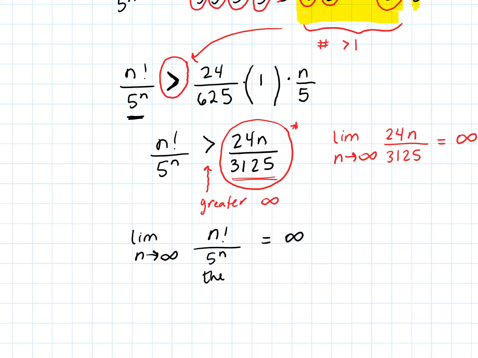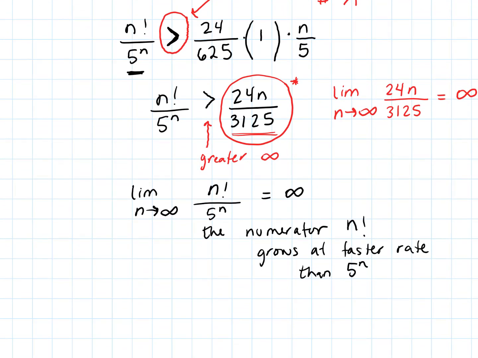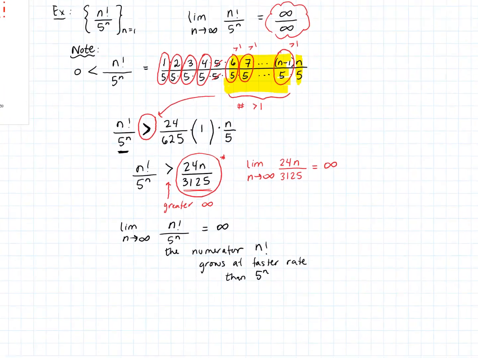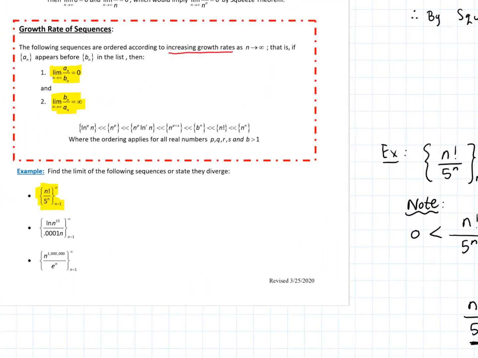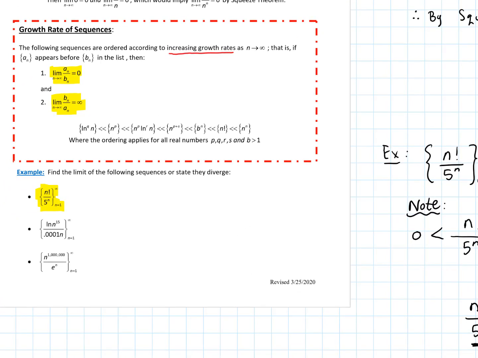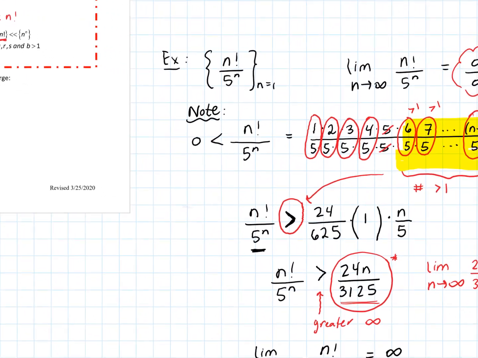Another way to say that is that the numerator, n factorial, grows at a faster rate. It takes a little bit, but it does grow at a faster rate than 5 to the n, the denominator. And if we go back to what we mentioned at the beginning of this example, when we were looking at growth rates of sequences, here's our n factorial, and here is our exponential, the 5 to the n. If we had just utilized the growth rates of sequences, we could see why n factorial grows at a faster rate. I wanted to show you that by actually looking at that inequality.